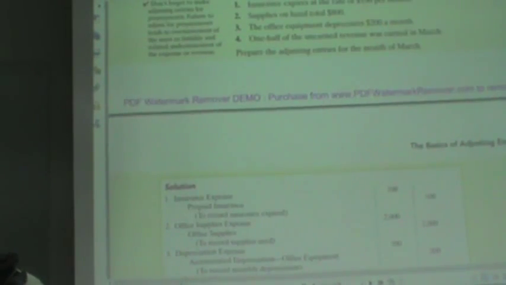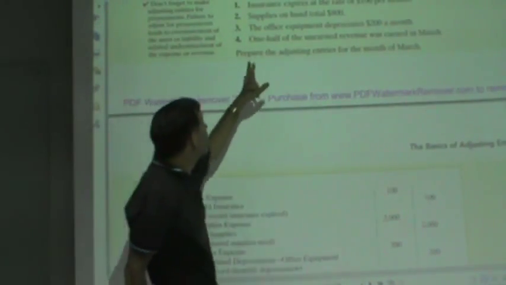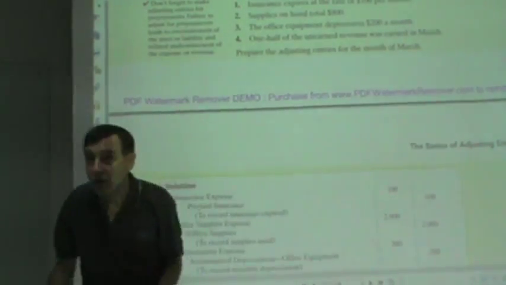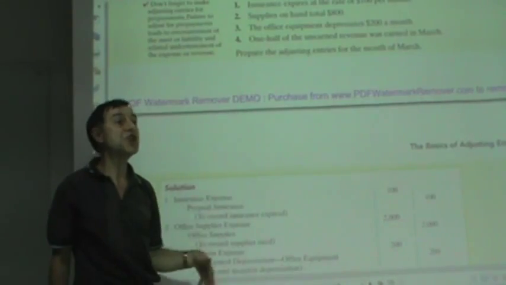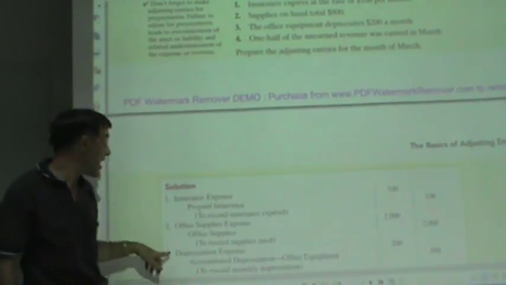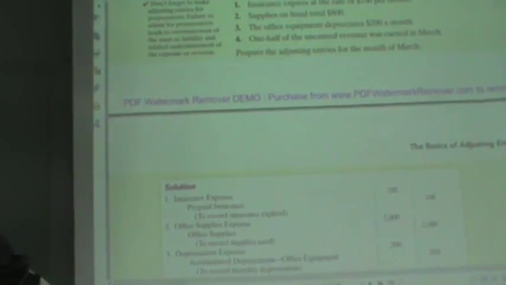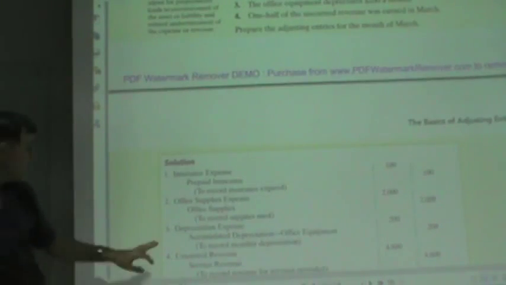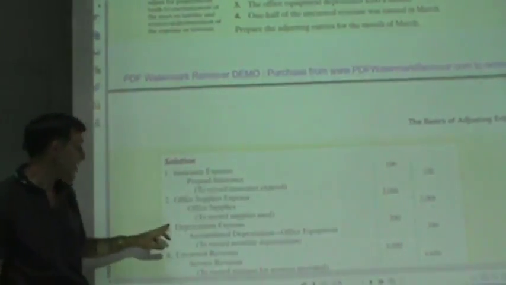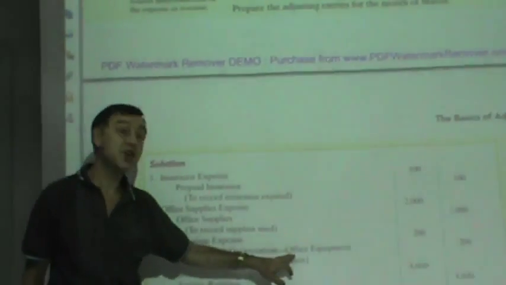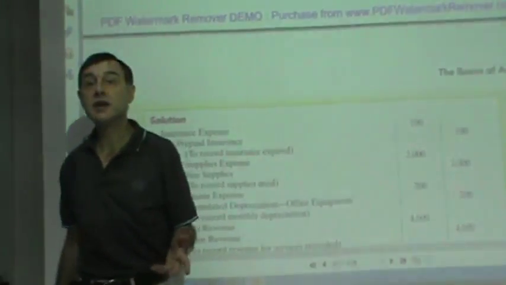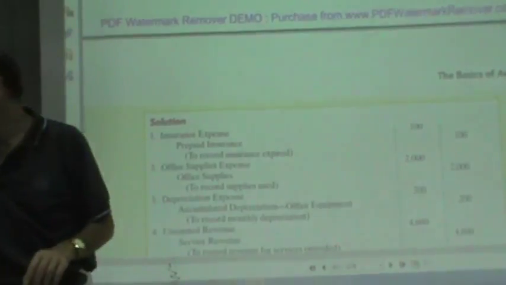Number 3. Office equipment depreciates 200 a month. So, debit depreciation expense, 200. And on the other side, credit accumulated depreciation office equipment, 200. All right? And last one.